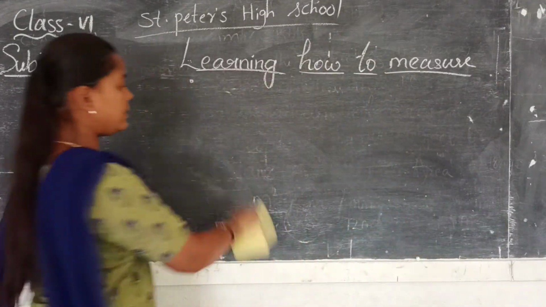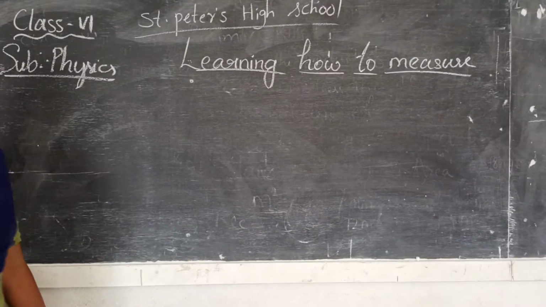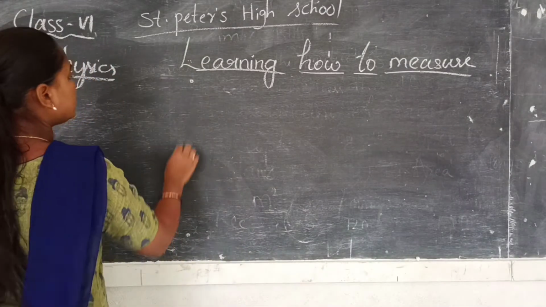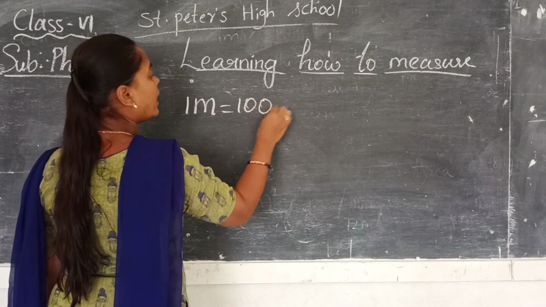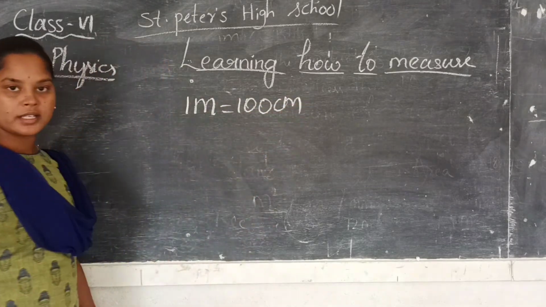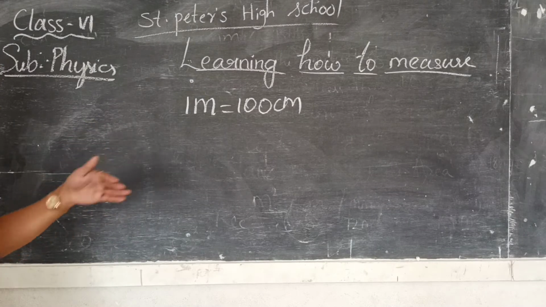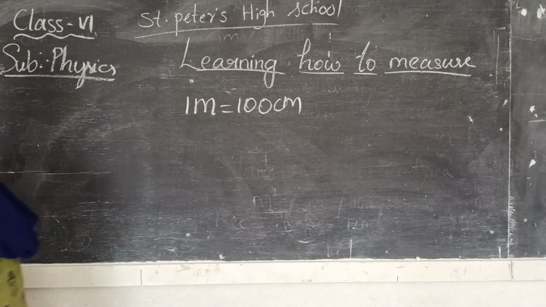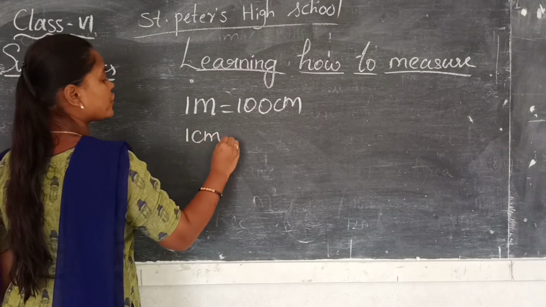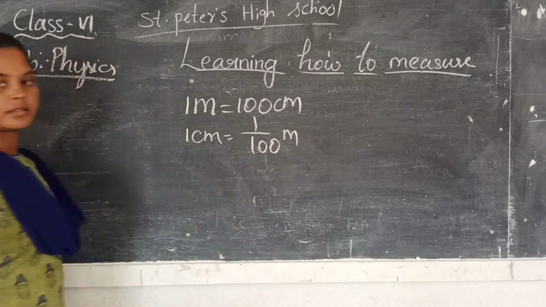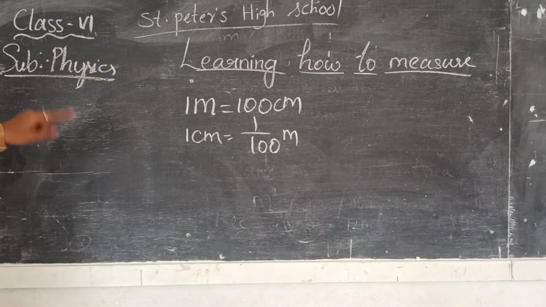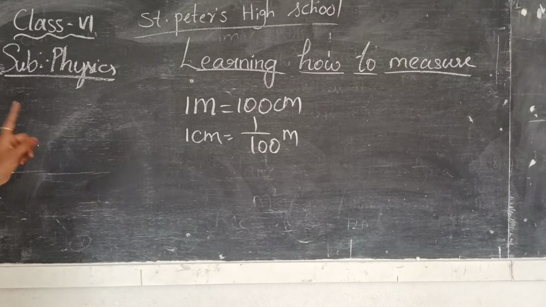What is the relation between meters square and centimeters square? Okay, so first we will take 1 meter is equal to how much? 100 centimeters. We all know this. If I want 1 centimeter, then 1 centimeter is equal to how many meters? 1 by 100 meters. Yes?